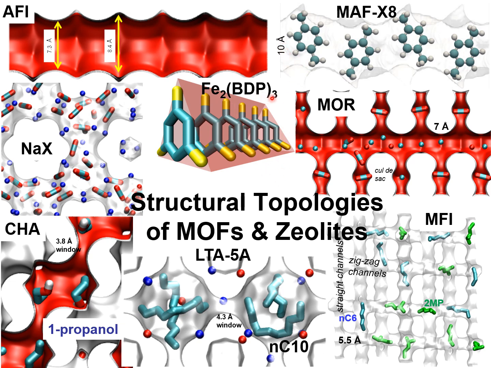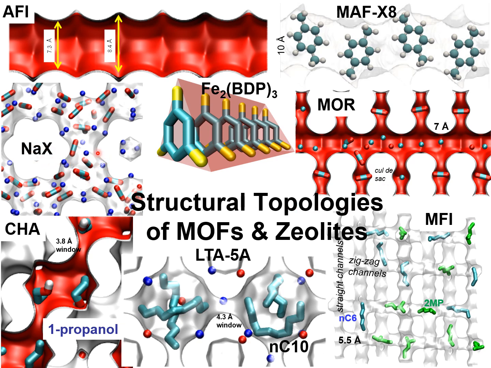Fe2(BDP)3 has triangular shaped channels. Mordenite zeolite has one-dimensional channels of 7 angstrom in size. These are connected to side pockets that can accommodate molecules such as methane and carbon dioxide. These side pockets are acting as cul-de-sacs.